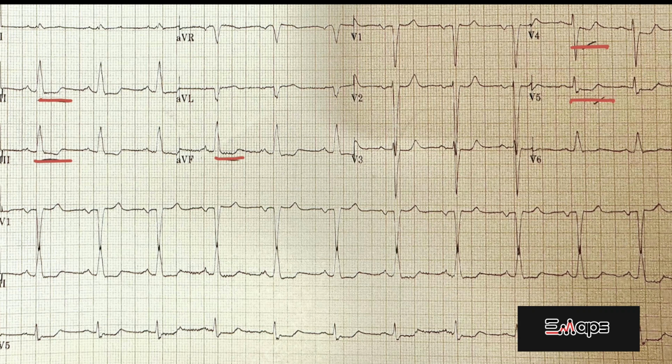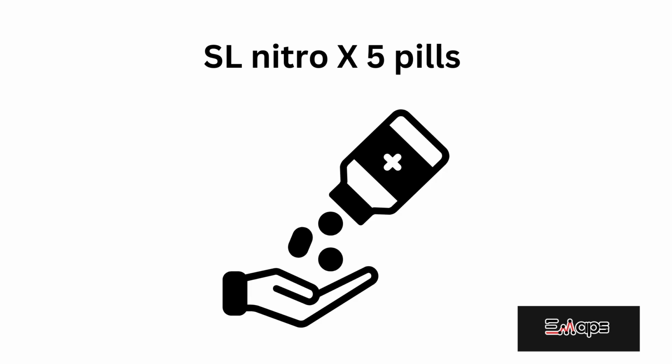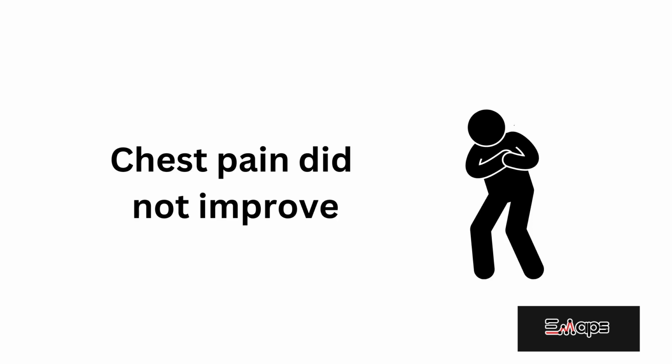A male patient with a history of CAD presented to our emergency department complaining of chest pain. His initial EKG showed ST segment depressions in the inferior and precordial leads. He received sublingual nitro prior to arrival and in the emergency department, and despite a total of 5 pills, his chest pain did not improve.